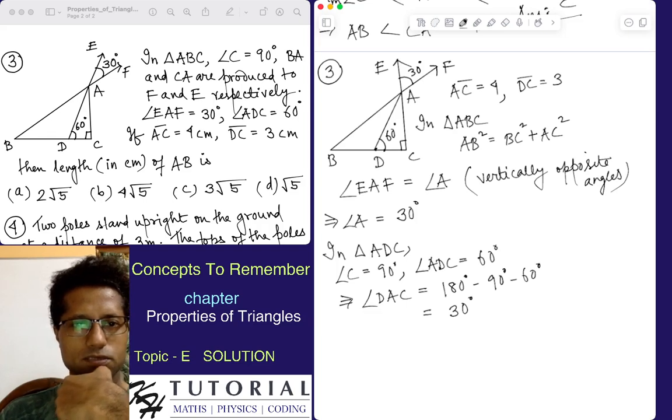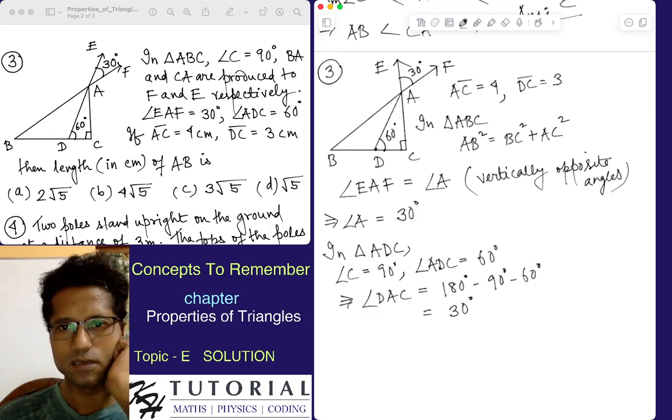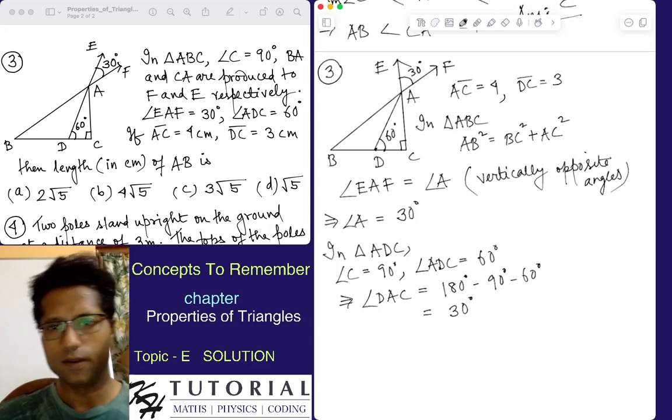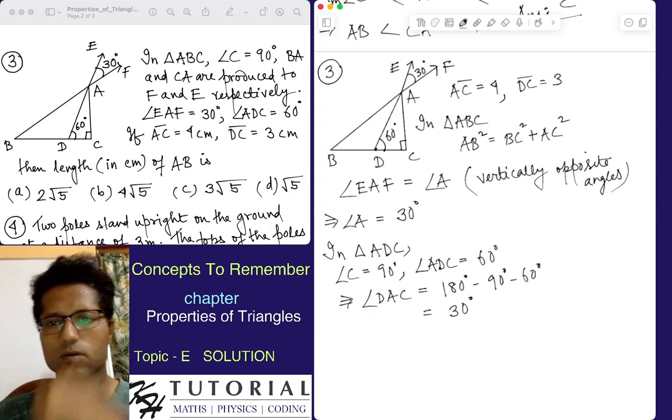In triangle ABC, angle C is 90 degrees. BA and CA... it is not CA actually, I think it is DA. BA is produced to F, that is fine, and it is not CA produced to E, but DA produced to E. So DA is produced to E, and this is 30 degrees. Okay, fine.